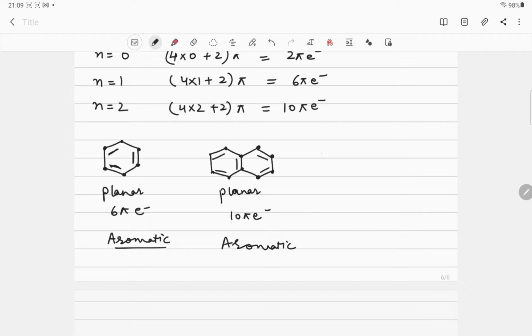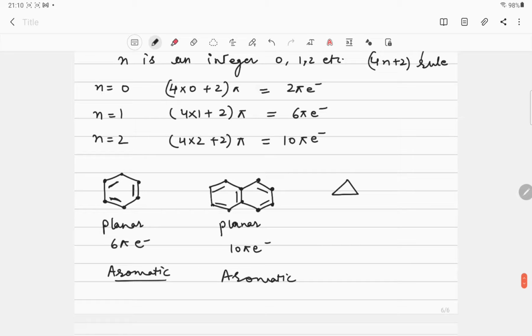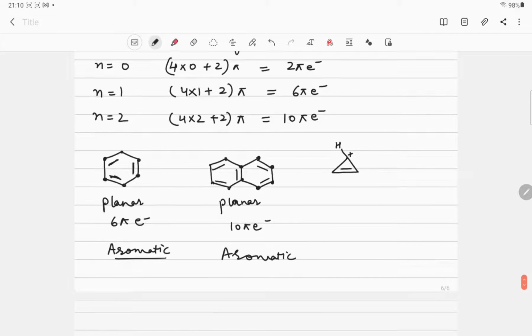Now let's take another example. So these are the benzenoid compounds. Now let's identify a non-benzenoid. Say for example, I have this compound. This is cyclopropane. Now if I write a double bond here, it becomes cyclopropene. If I write a positive charge here, then it becomes cyclopropenyl cation.